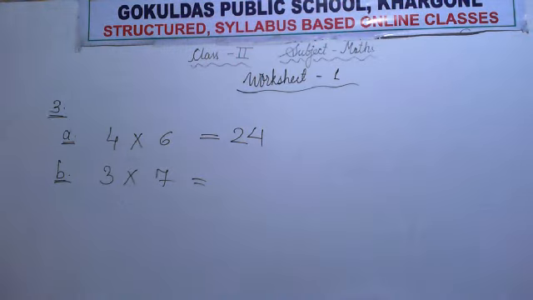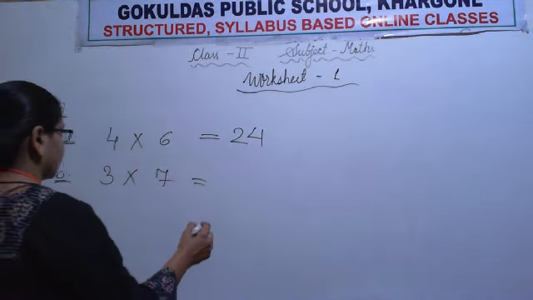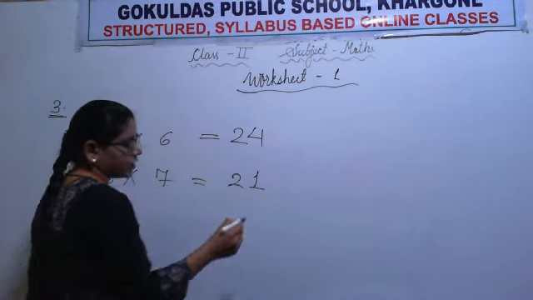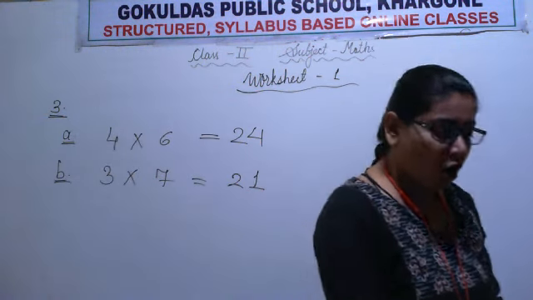Now the next number is 7. So 7 we will see in the column. So where is 7? Here is number 7. Now we will make a line. So 21 is our intersection point. So 21 is our answer. So this is how you will do all the questions.